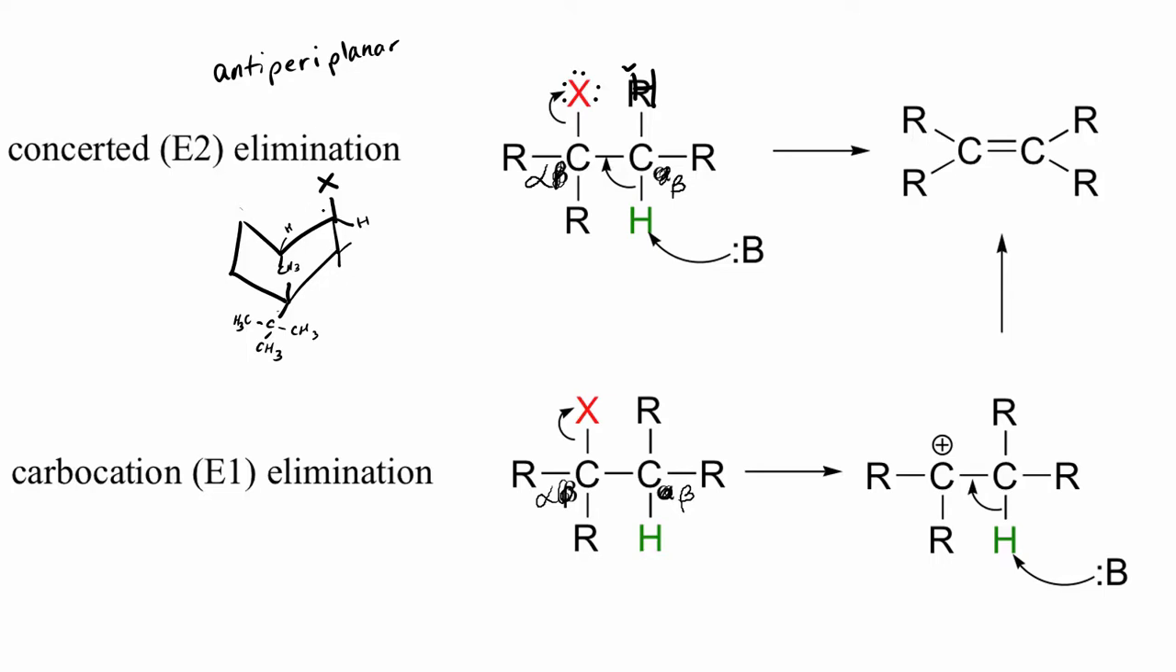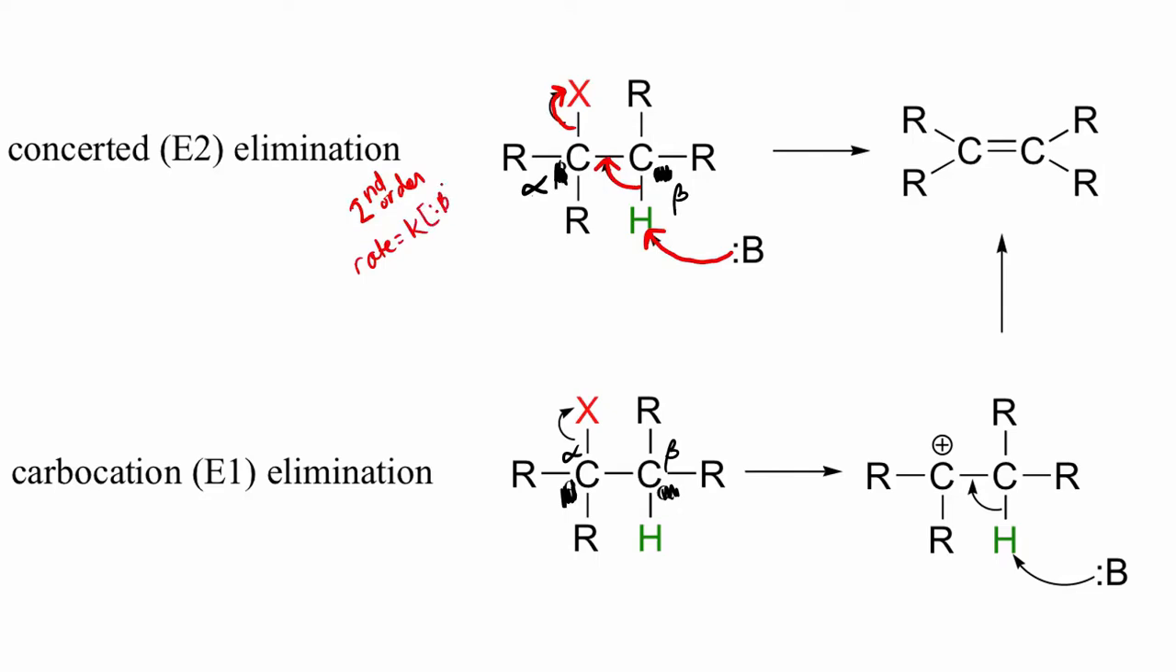So the only way this elimination will occur is if I have a hydrogen here in this axial position. This is anti-periplanar. That way the base can come in here, which drops these electrons down, which shoots this guy off. That's the only way that can occur. If, for example, we had a methyl group that was axial here and a hydrogen here, we're not going to have a reaction with this conformation. We have to have that hydrogen anti-periplanar. So this is the only reactive beta hydrogen.